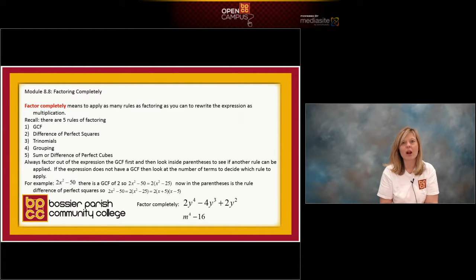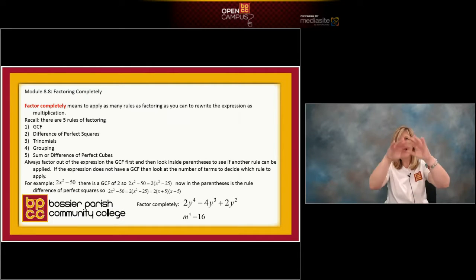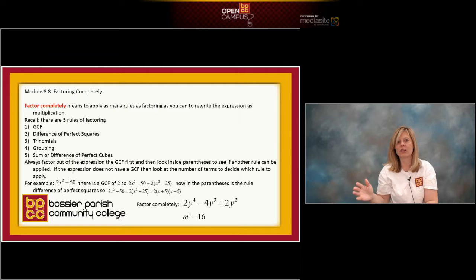So if we look at 2x squared and 50, it's obvious they are both even numbers. We can divide them by 2. So our GCF is 2. So we're going to pull out that 2 and put 1 parenthesis to say what's left. Remember, when we do the GCF rule, there's only 1 set of parentheses. So I put the GCF 2 in front, and then I do my division. 2x squared divided by 2 would be x squared. Negative 50 divided by 2 would be negative 25. So when I write this in factored form, I have the 2 in the front and then the parentheses x squared minus 25.